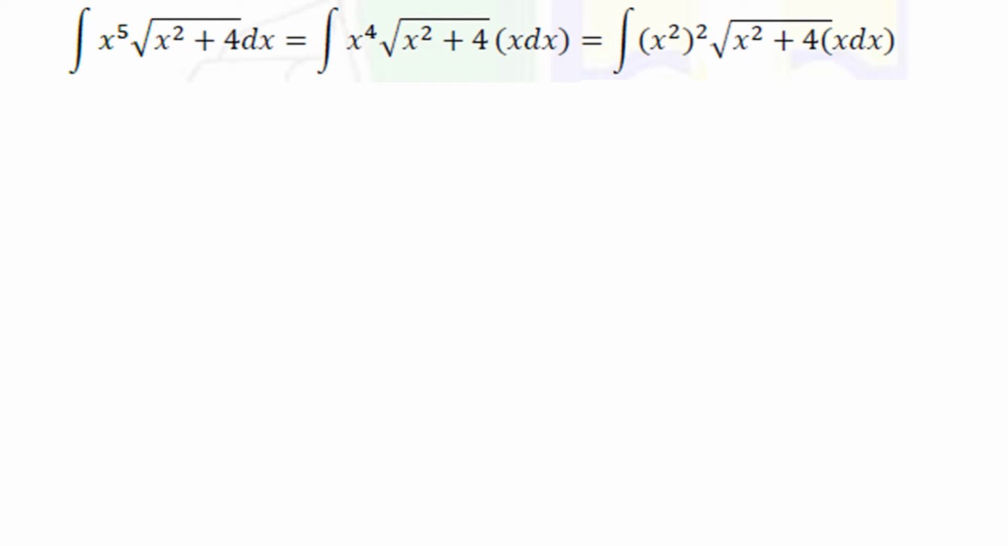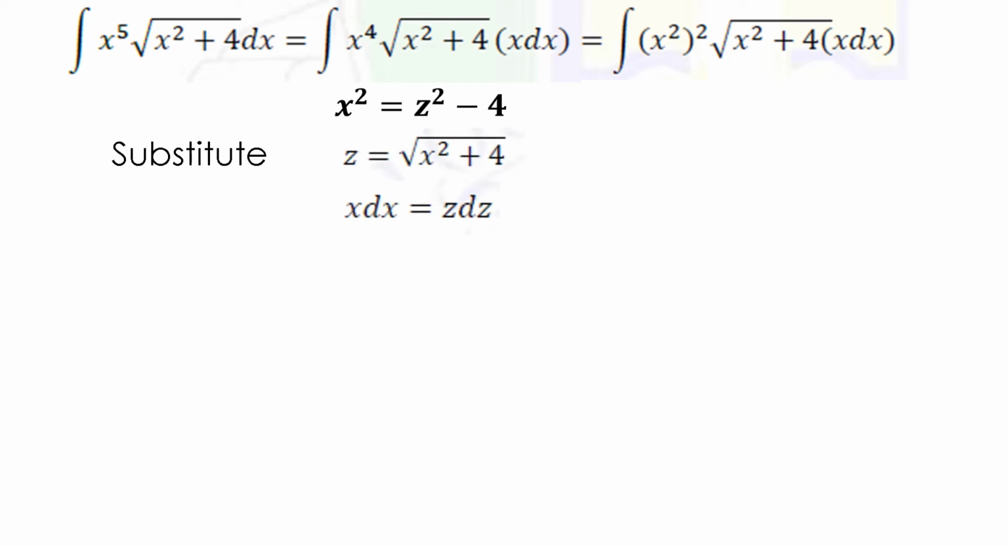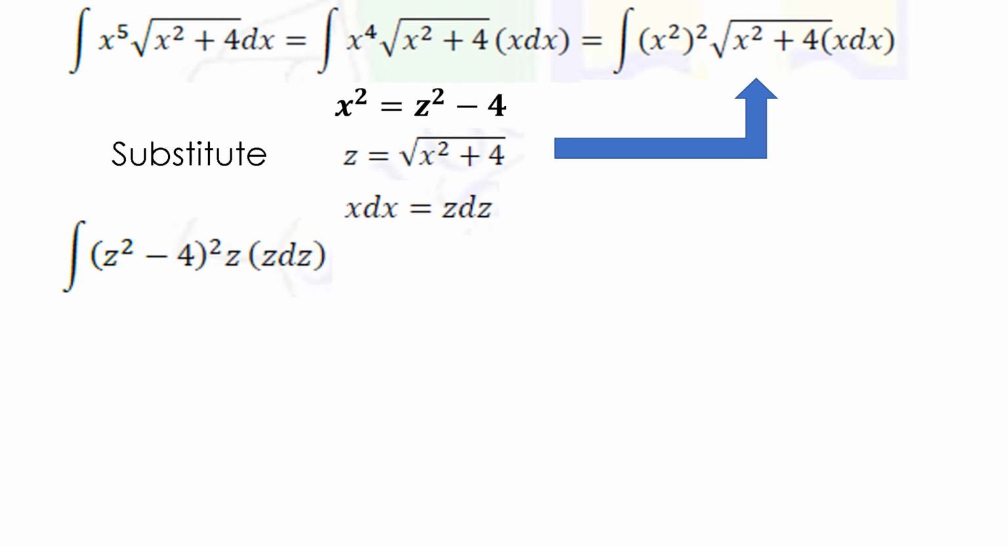And if we start to substitute the values, x squared is equal to z squared minus 4, z is equal to the square root of x squared plus 4, and x dx is equal to z dz into the equation, then we could take the integral of the quantity z squared minus 4 squared times z times z dz.